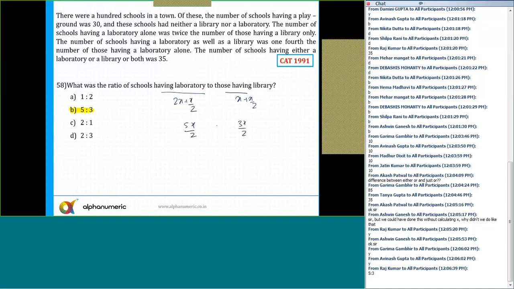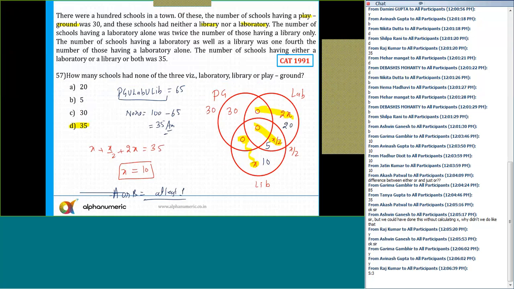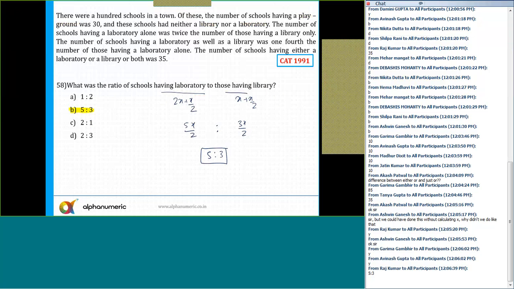So I need to find out the ratio. That will be simply 5:3. So for question number 58, we do not need the values of x here. But yes, in 57, we need that, because in the ratio it gets cancelled. Can I move to the next slide, guys? Please tell me, all of you.